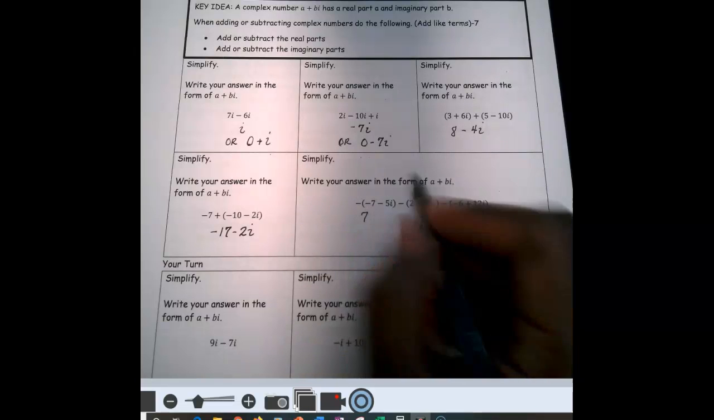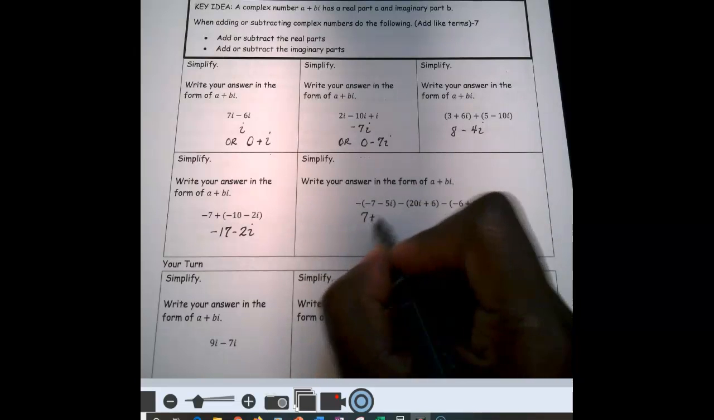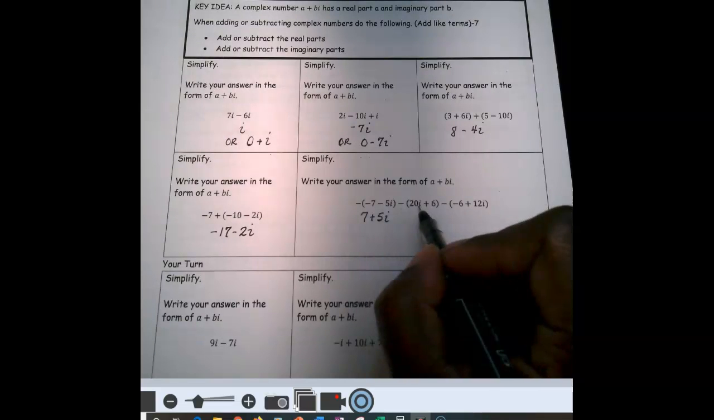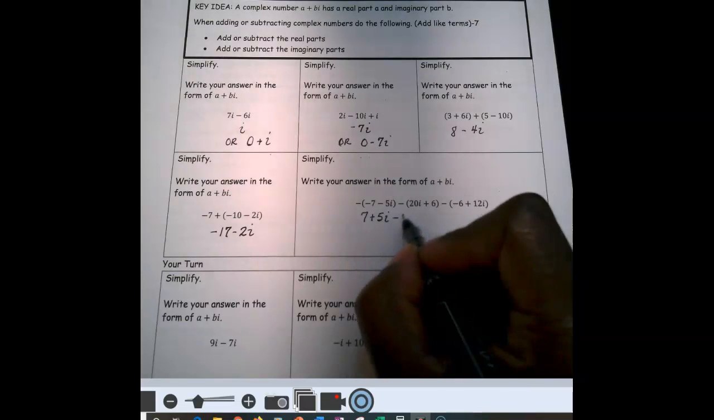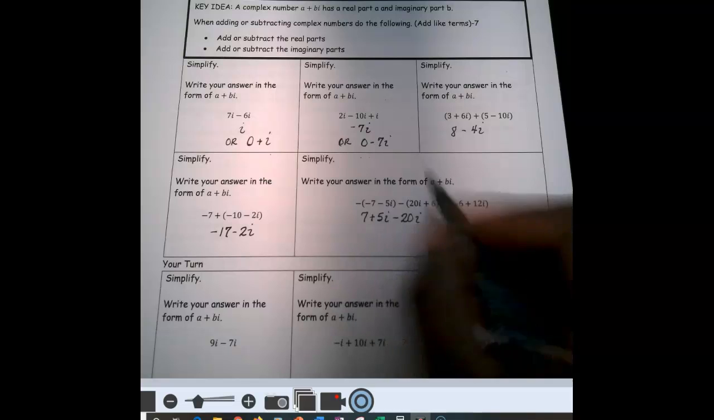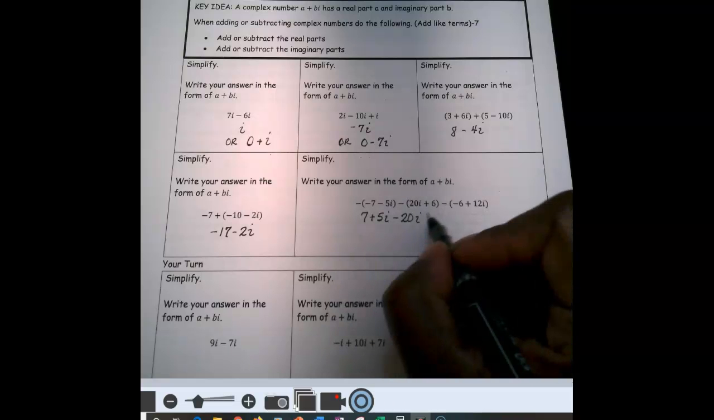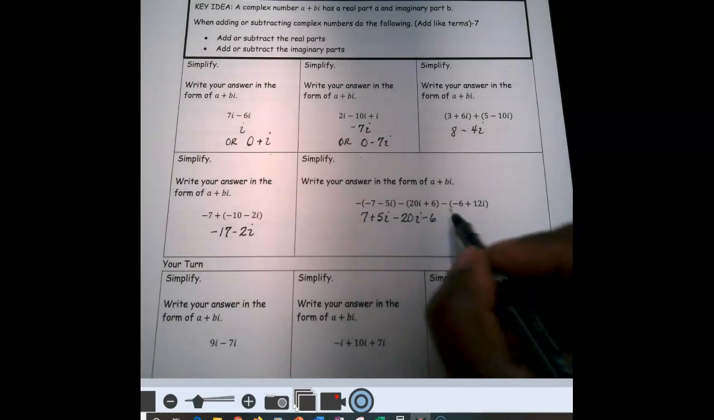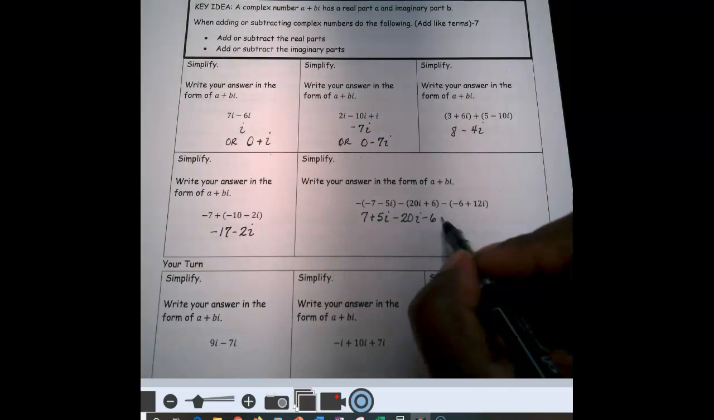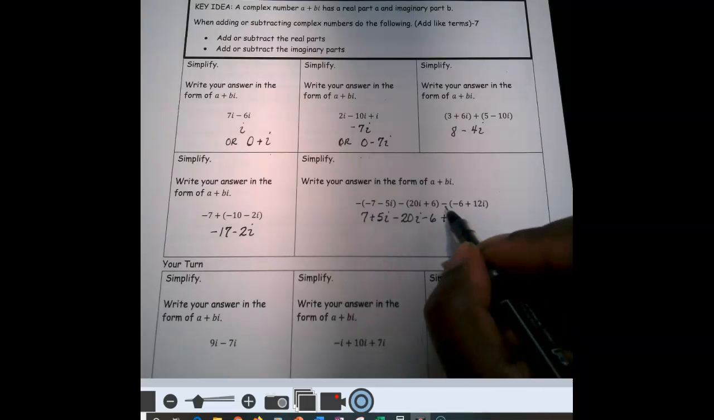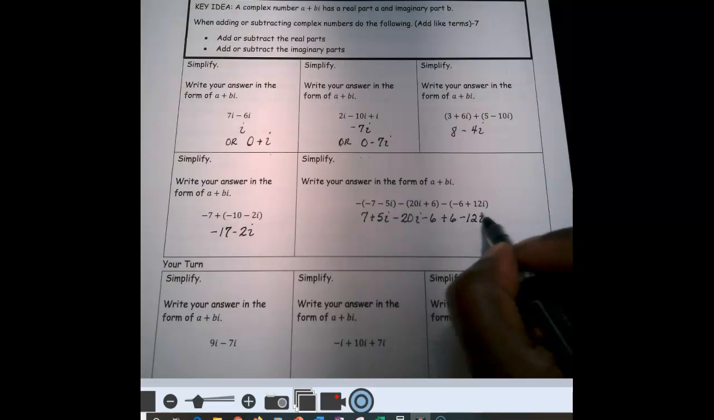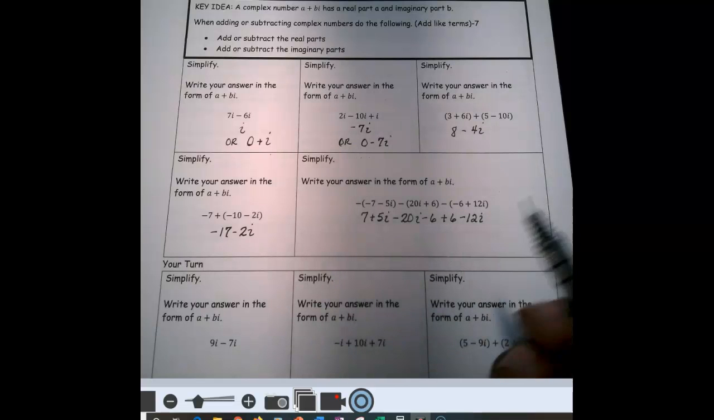Negative 1 multiplied by negative 5i is positive 5i. We're done with those parentheses. Then we move on. Negative 1 multiplied by positive 20i is negative 20i. Negative 1 multiplied by positive 6 is negative 6. Move on. Negative 1 multiplied by negative 6 is positive 6. Negative 1 multiplied by positive 12i is negative 12i. And now we're just going to combine our like terms.